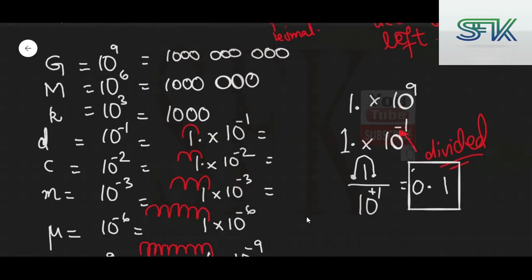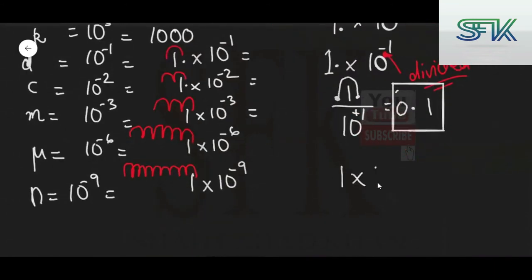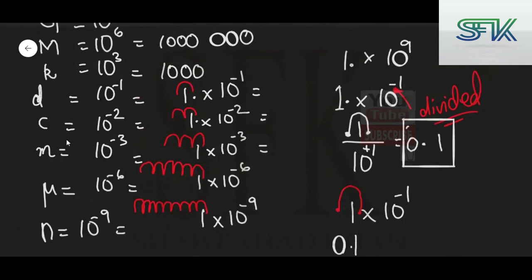Okay, now instead of doing all this, you could just directly do the following. 1 multiplied by 10 raised to the power minus 1. You identify that there is a negative sign right over here. What you do is you just jump the decimal by the number written right over here, by the power. So over here in this case it's 1, so you just jump it by 1 digit and it becomes 0.1. Okay, in case of centi, just do the same.